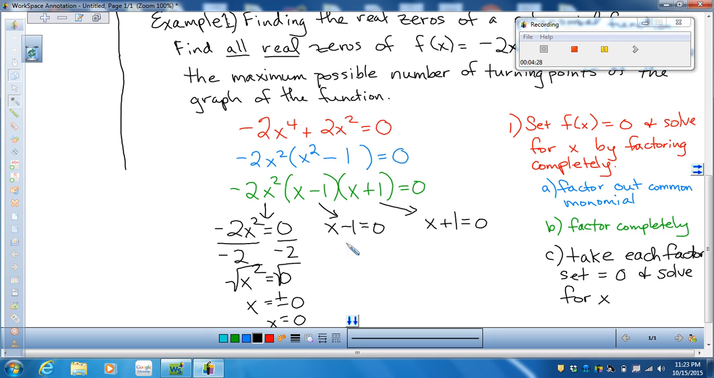The second one, add 1 to both sides. x is equal to 1. And the third one, subtract 1 from both sides. x is equal to negative 1. Take a few moments to record your answers, and we will finish the problem.